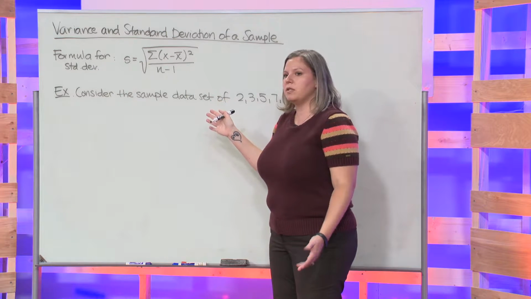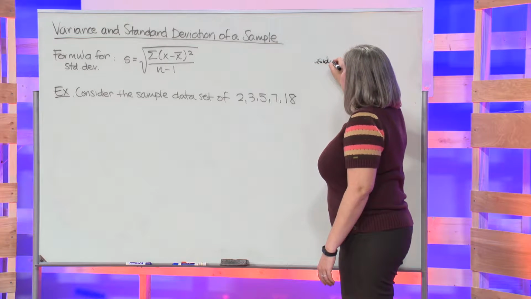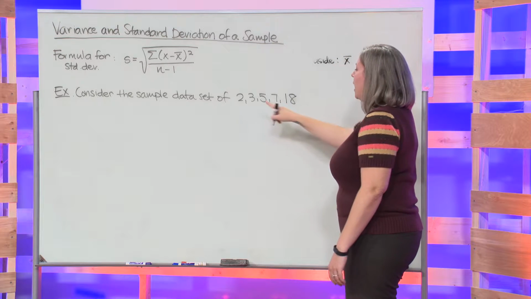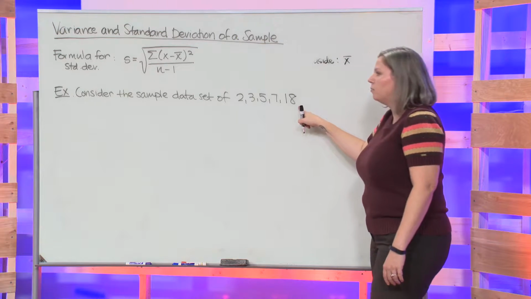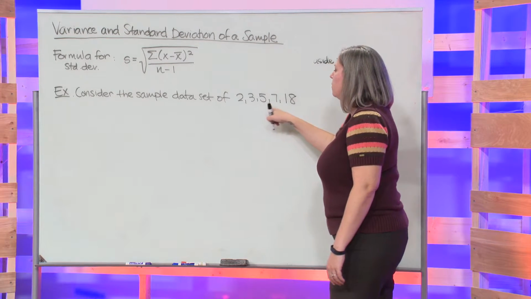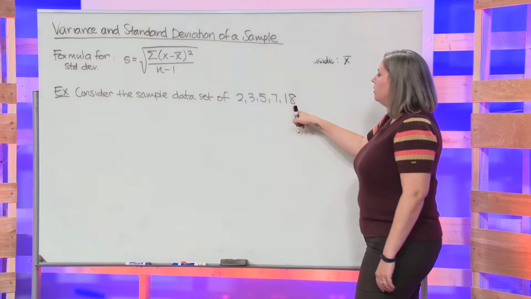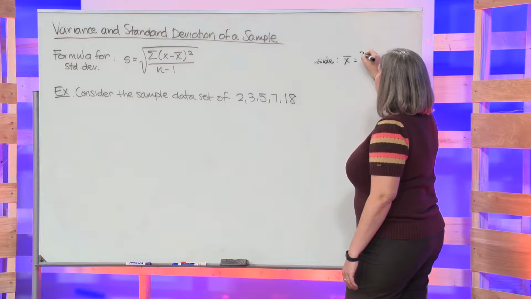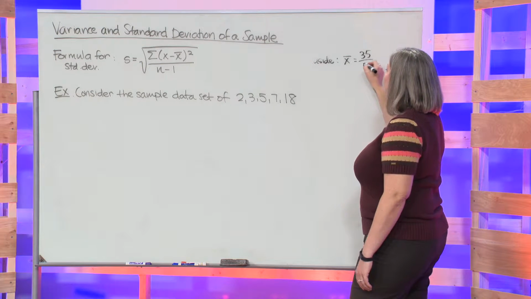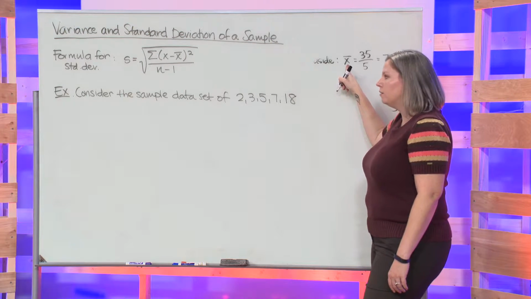So as I mentioned, I'm actually going to start out with that aside, and over here I'm going to calculate the sample mean. So the sample mean is just found by adding all of our data values and dividing by the total number of values. And so here's the sample data set that I'm going to be using, 2, 3, 5, 7, and 18. So again, if I add these all up, it turns out that they actually add up to 35. And if I count, I notice I actually have 5 values. So 35 divided by 5 gives me a mean of 7.